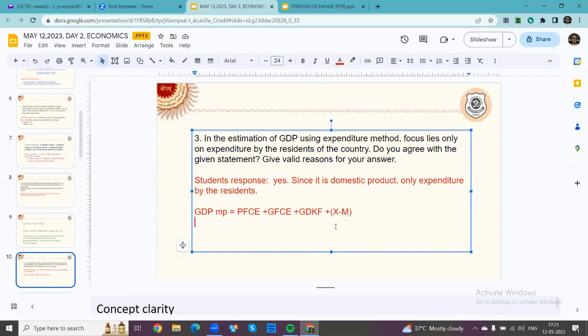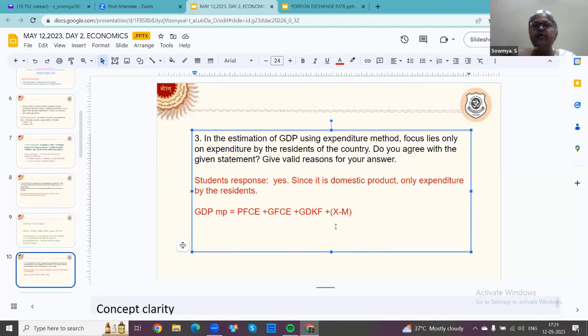Exports, correct? Exports. And that expenditure is going to be undertaken by whom? A resident of the country? No, somebody else, not a resident of our country. The country is going to export the products. Yes, isn't it? So that will be the expenditure undertaken by foreigners. Anybody else? Isn't it? So that is exactly where the answer lies.